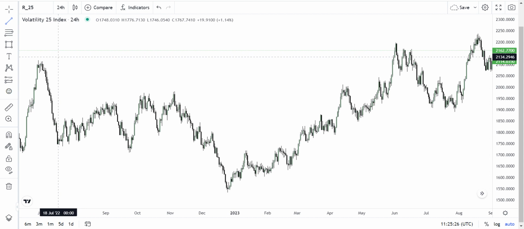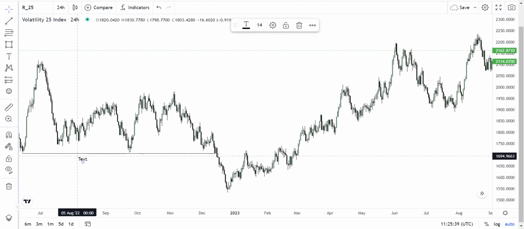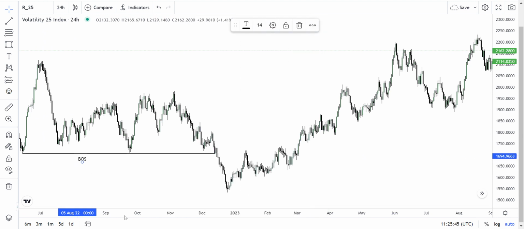this chart very well. You realize that there was a break of structure to the downside at this place. Yes, there was a BOS. Okay, BOS. All right, so there was a break of structure to the downside.